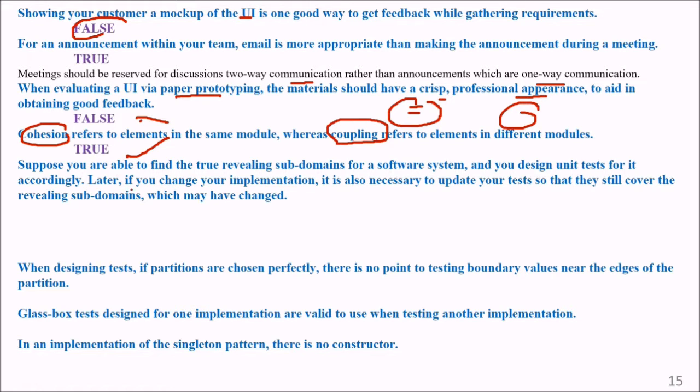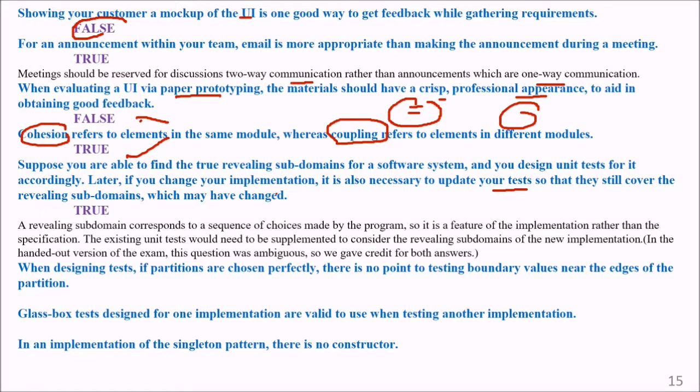Suppose you are able to find the true revealing subdomains for a software system, and you design unit tests for it accordingly. Later, if you change your implementation, it is also necessary to update your tests so that they still cover the revealing subdomains which may have changed. The answer is true, absolutely true. Why? Because a revealing subdomain corresponds to a sequence of choices made by the program. So it is a feature of the implementation rather than the specification. So the existing unit tests would need to be supplemented to consider the revealing subdomains of the new implementation.